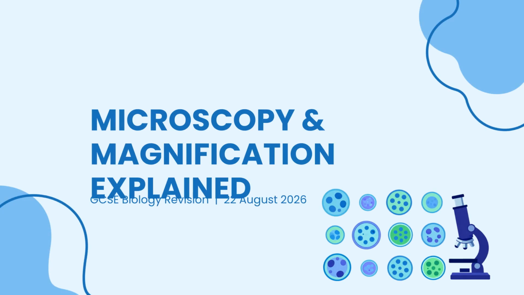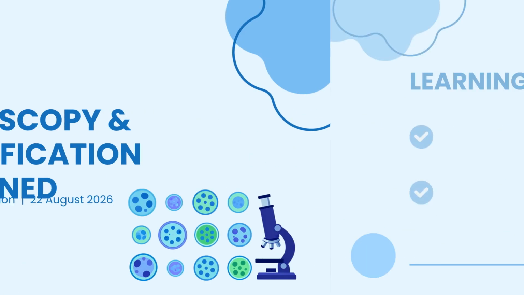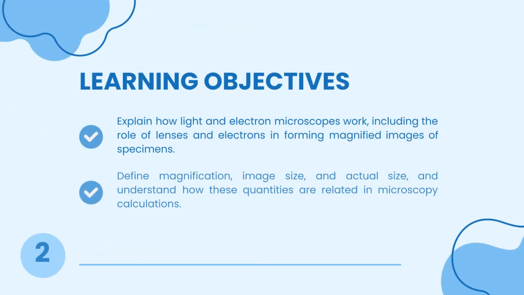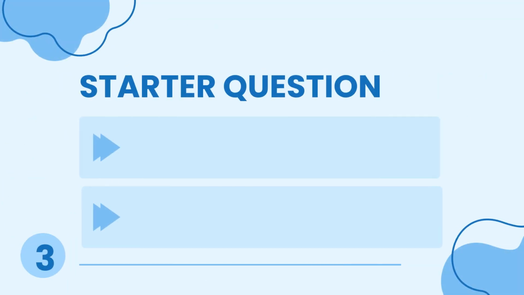Welcome to this video on microscopy and magnification, designed for your GCSE Biology revision. In this video, we will explain how light and electron microscopes function, and how to use magnification and size formulas for your calculations. We begin with a starter question.